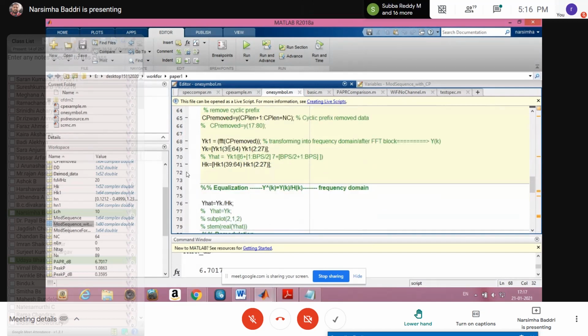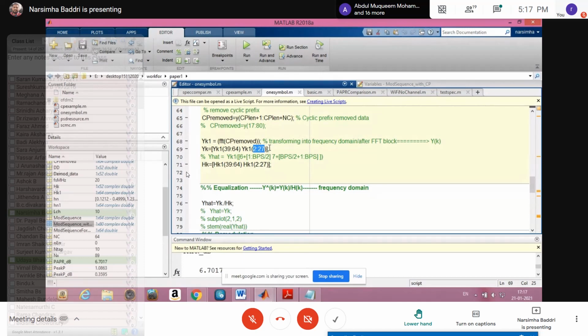After removing it, we identify where we inserted the data points. The data is already in the frequency domain. Where we have identified, we assigned the data to carriers in those locations, that is 39 to 64 and 2 to 27. In these locations we have assigned the data, so we are extracting those data points. This is the data in the frequency domain.